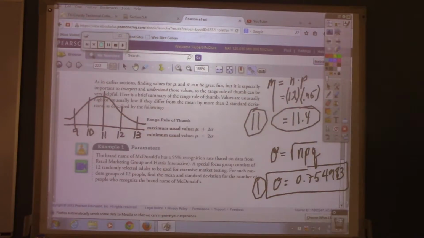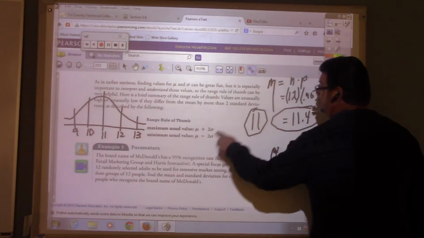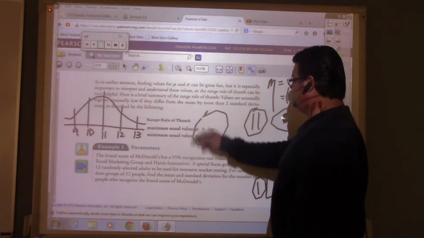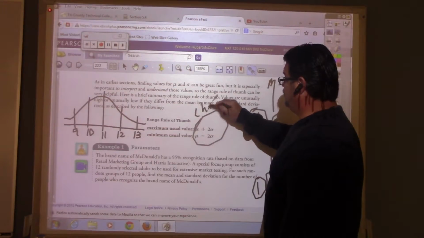Yours is going to be 12.1, and then 12.9 or something like that, and then it's going to go backwards. 11.4 minus 0.75 is going to be 10.65 or so, and then minus another 0.75 is going to be 9.9 or something like that. That's what yours are going to come out to be. And that's what they're telling you to do here. This is the same thing I've been teaching y'all since chapter 1 or unit 1.